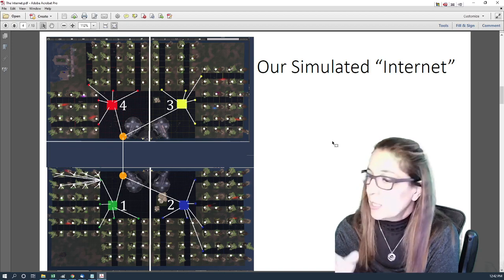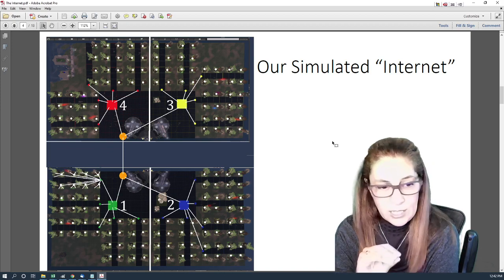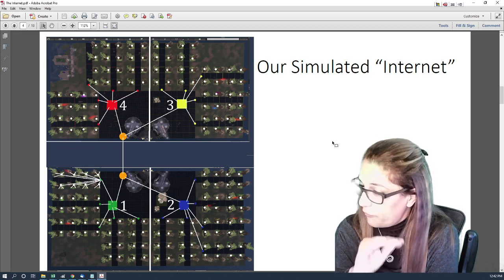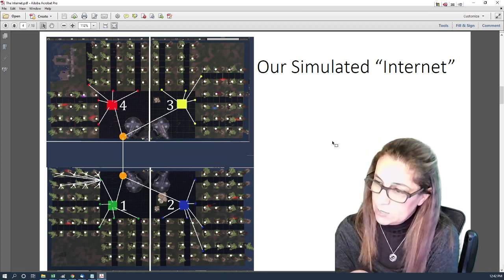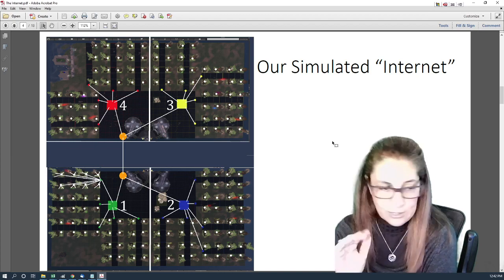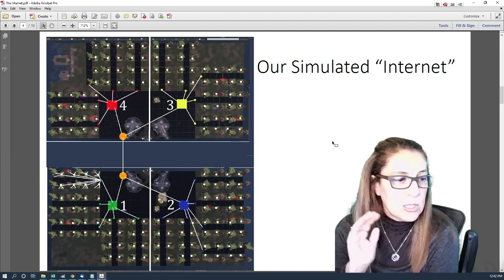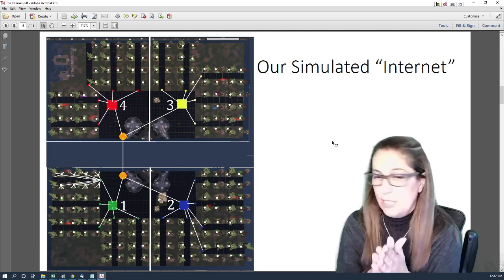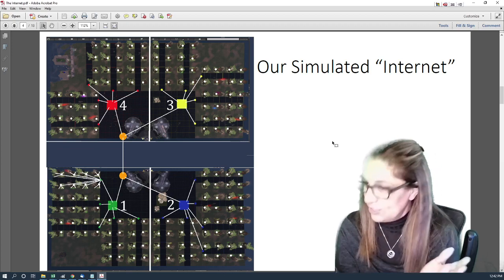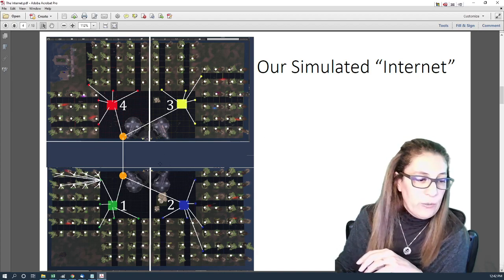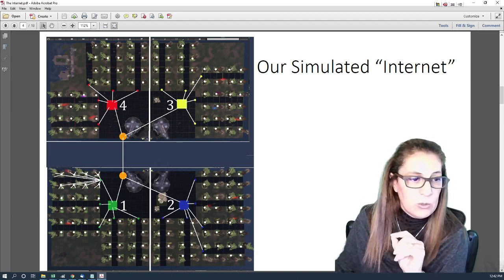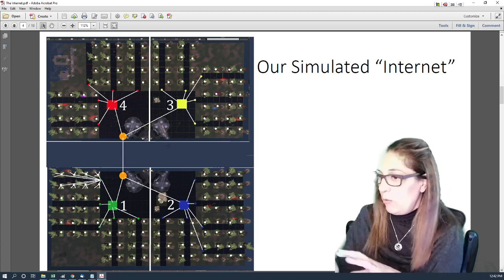And then I will come back to the lecture here and just focus on the things that are similar and the things that are different between our simulated internet and the real internet. Okay, so that's the plan. So our simulated internet is also an internet. It's a network of networks.